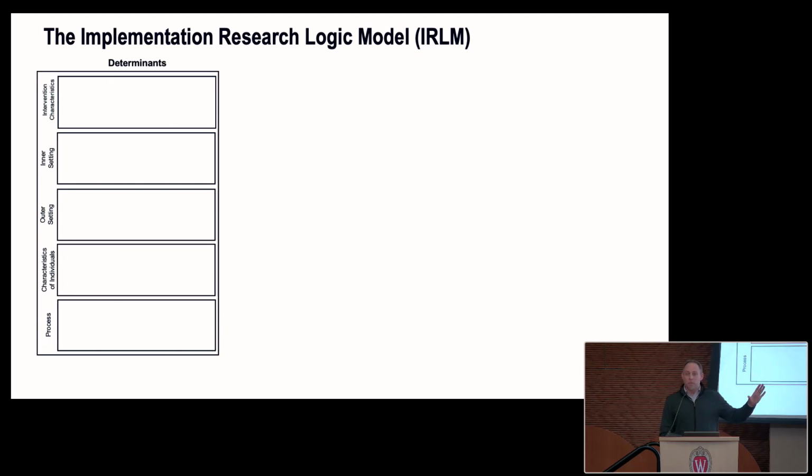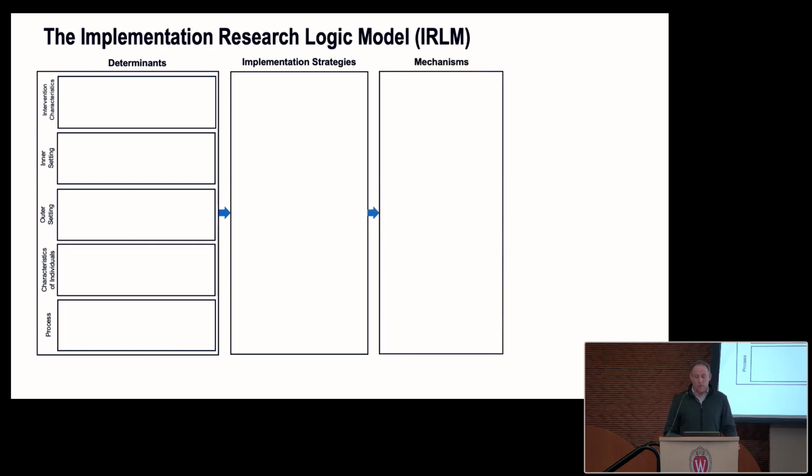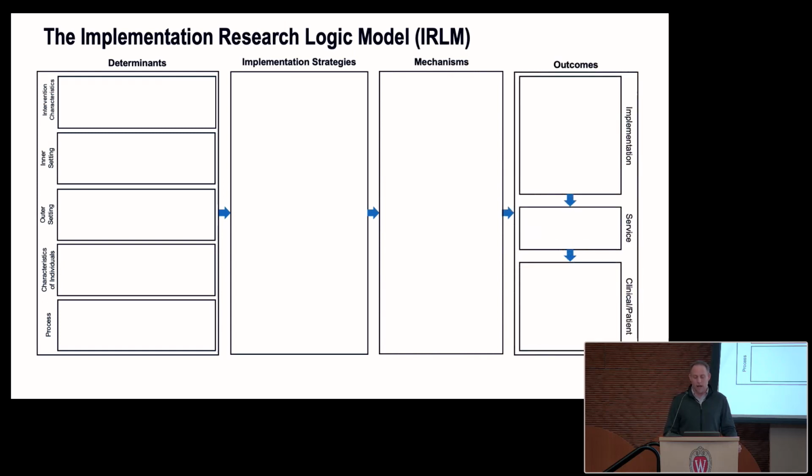So on our left side pipeline, we have our context, just like our normal one. So we have our determinants. If you've ever used CFIR, you probably recognize these 5 domains of the original CFIR model. We then have our implementation strategies that, again, should be conceptually, theoretically, or empirically linked to the barriers that they're trying to address. We have the mechanisms through which those strategies actually operate. And then we have our outcomes.